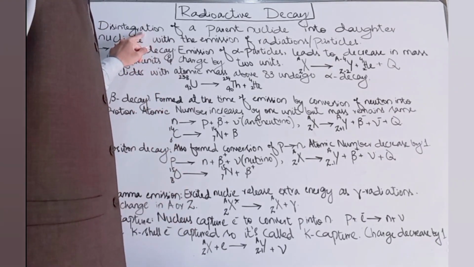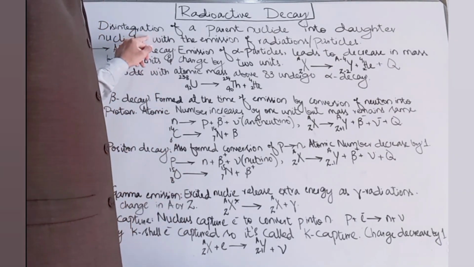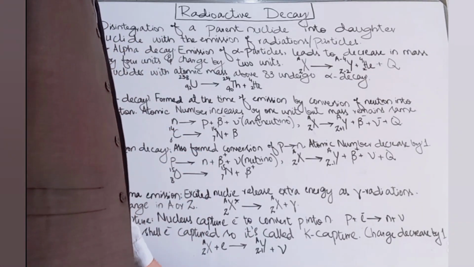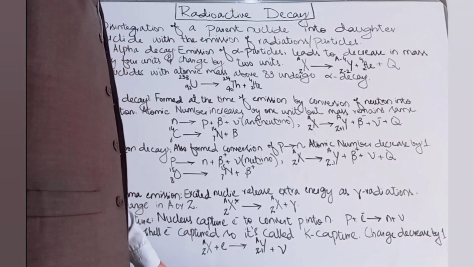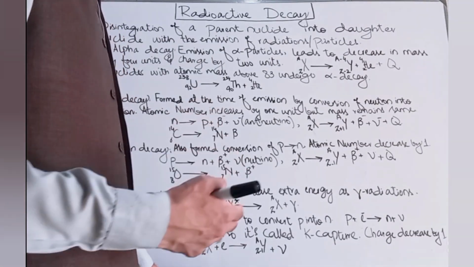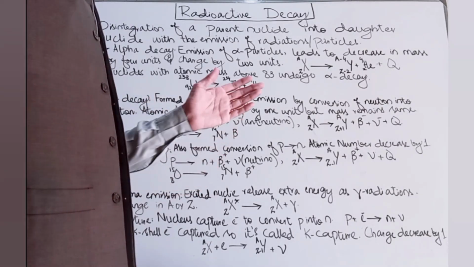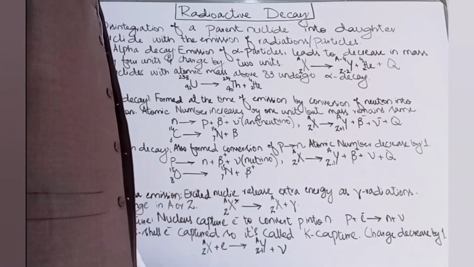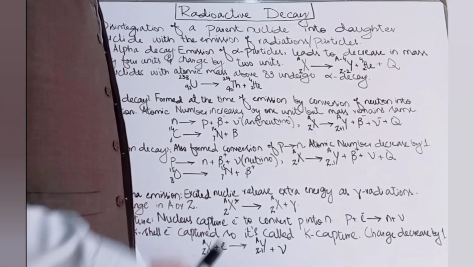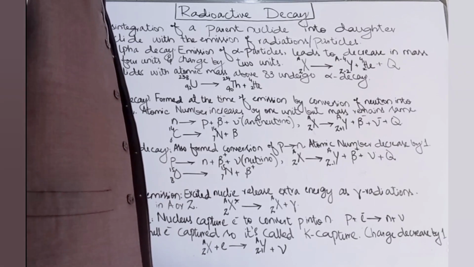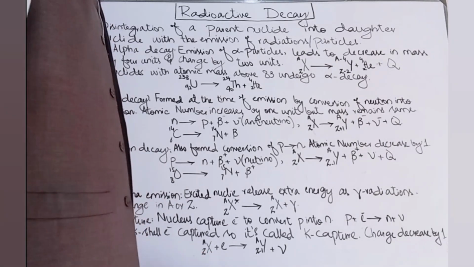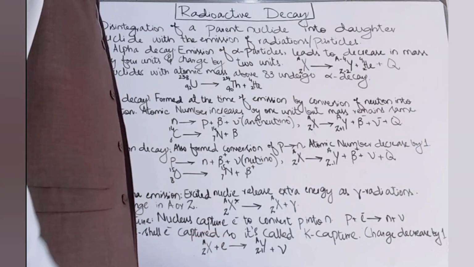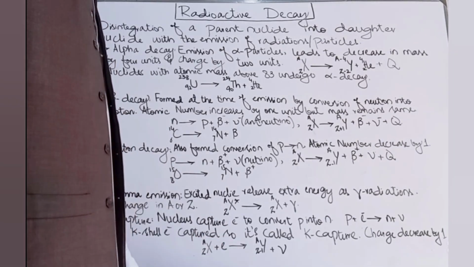Disintegration of parent nuclide into daughter nuclide with the emission of radiations is known as radioactive decay. Basically, radioactive decay is a process in which a nuclide that is unstable in nature is converted into another nuclide by the emission of certain particles and radiation, and this process leads to the stability of the nucleus. So the nucleus that is changing is called the parent nucleus, and the nuclei that are produced as a result of the change are known as the daughter nuclide.